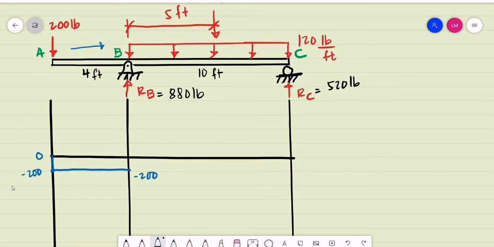At B, we have a support reaction equal to 880. So we do the summation. From negative 200 plus a positive reaction, 880, that will give us a value of positive 680 pounds. 880 minus 200 is positive 680.